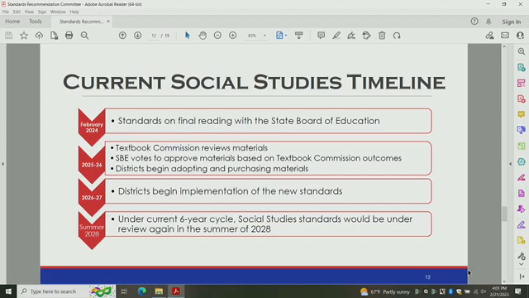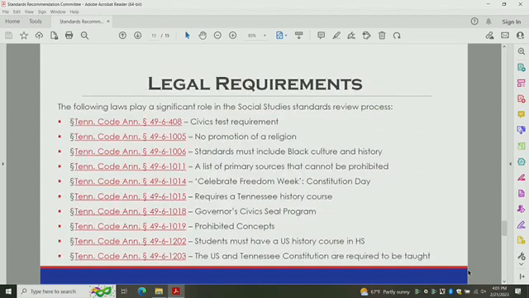Under the current 6-year cycle, that means that the social studies standards would be under review again in the summer of 2028. So again, just to reiterate, lots of steps in the process, lots of opportunities for stakeholder engagement, and public feedback plays a significant role in this process. I'm going to pass it over to Nathan.